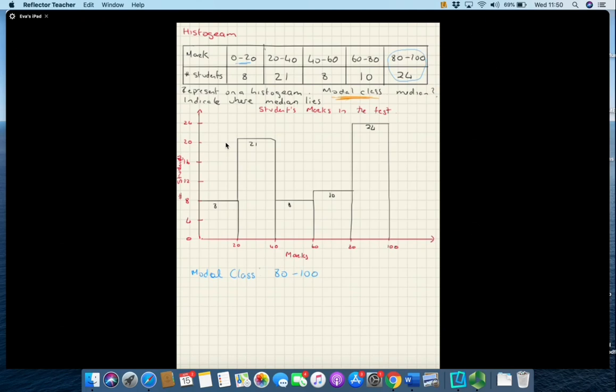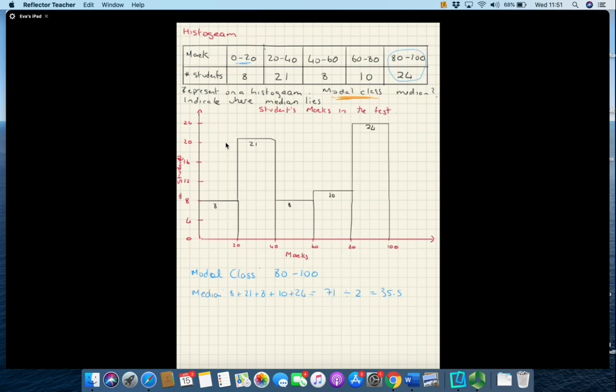Okay, where does my median lie? Well, how many people have I in this test? I have 8 plus 21 plus 8 plus 10 plus 24. What I'm doing is I'm seeing what value is in the middle. That's why I'm doing this. So it's 71. Half that is 35.5. So between the 35th and the 36th value is my median.